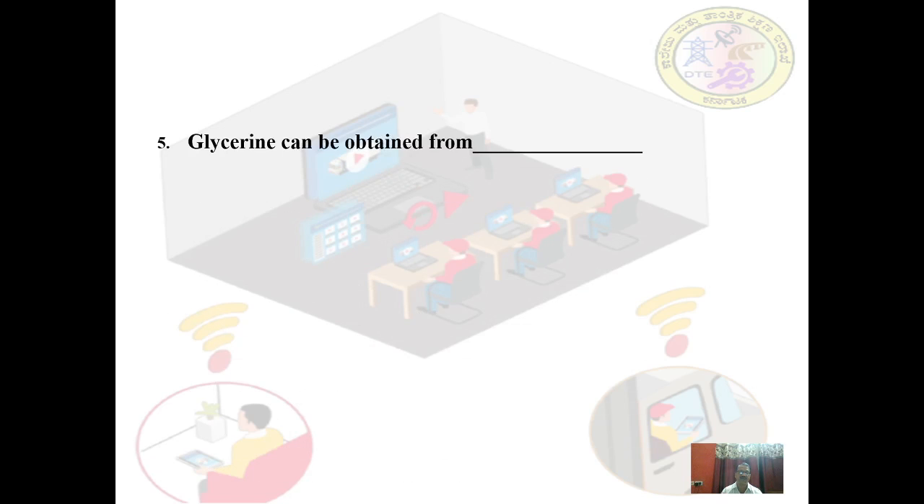Question number 5. Glycerine can be obtained from dash. Option A. Fat. Option B. Naphthalene. Option C. Cumin. Option D. Sucrose. The right answer is option A.